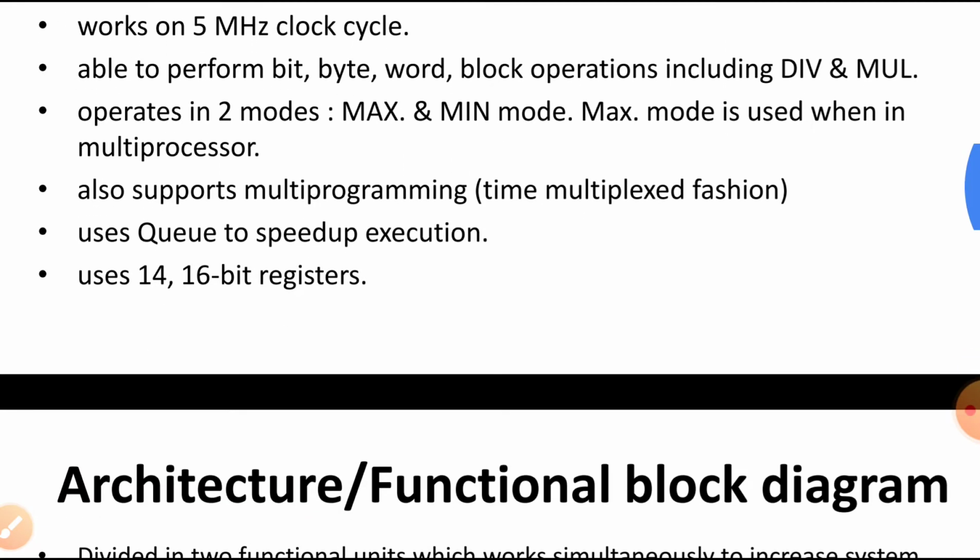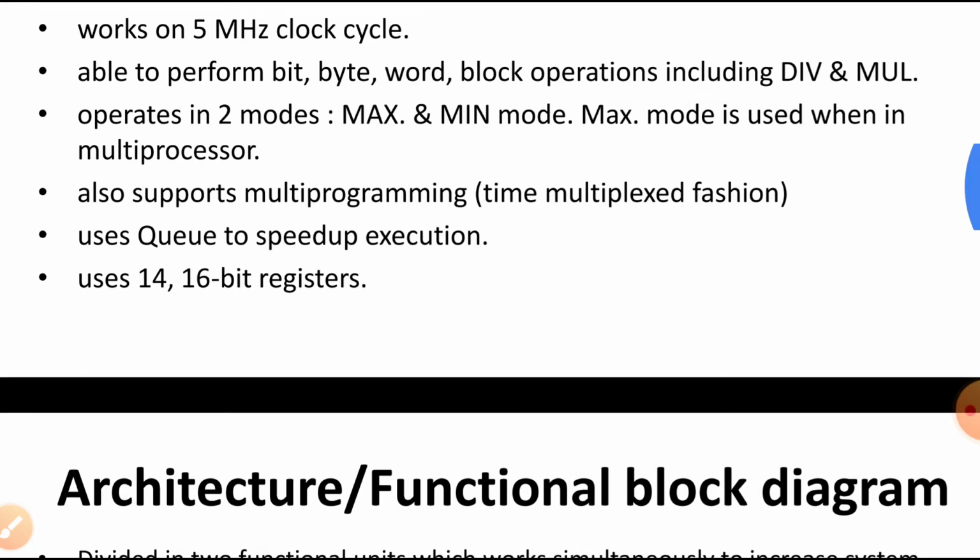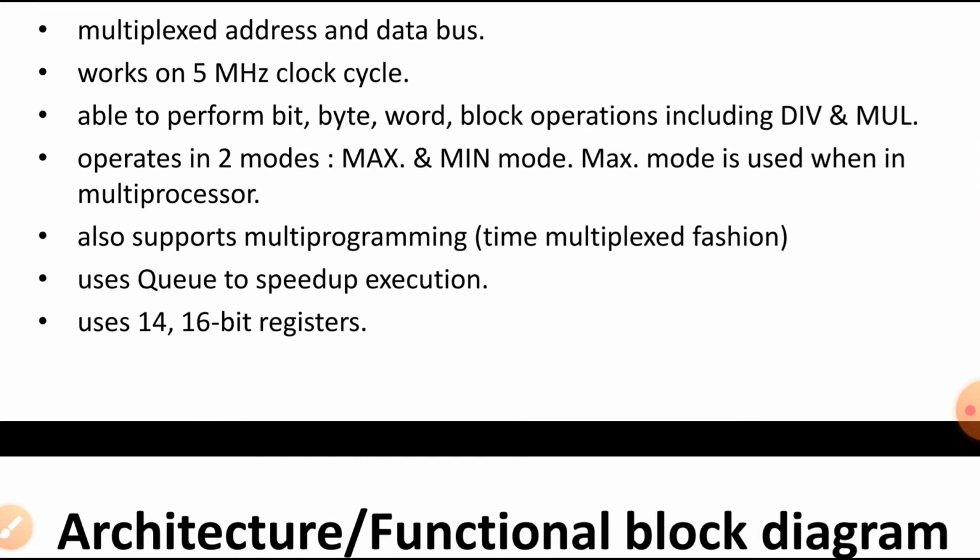Now, it also uses a queue. It provides a pipelining process in which it is using a queue to speed up the execution. As you have seen in 8085, whenever a processor has to execute any instruction, first of all it has to fetch that instruction, then decode that instruction, and then execute that instruction.